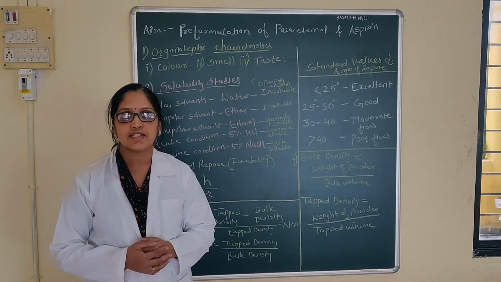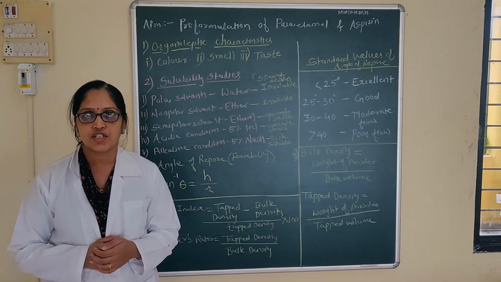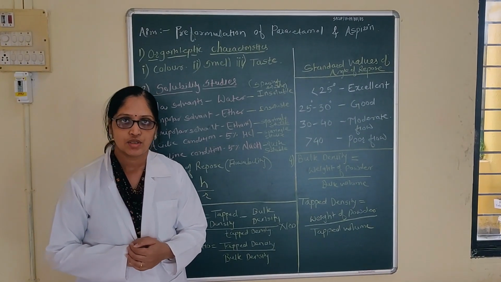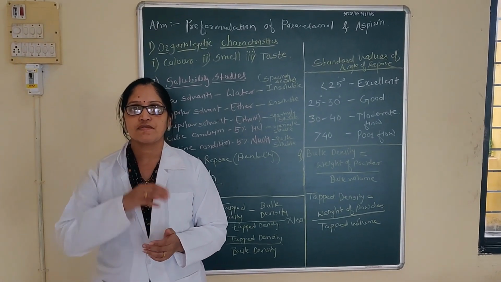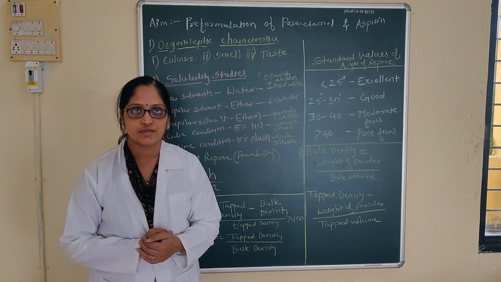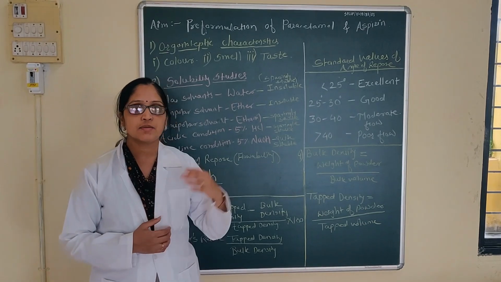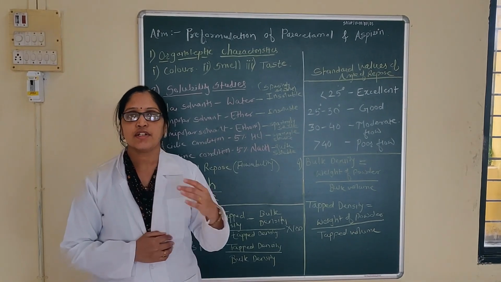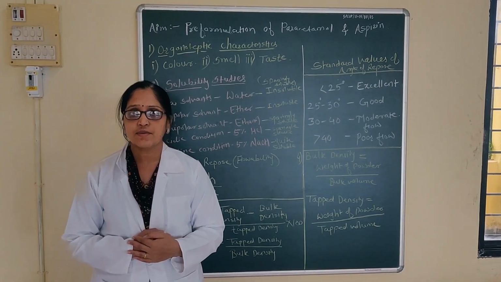Before going to the formulation, it is very necessary to study the pre-formulation studies of active pharmaceutical ingredients as well as the excipients, because then our final dosage form will be of good quality. Otherwise, if any impurities are present in the excipients or pure drug, they may enter into the final dosage form and the quality of the final dosage form may be hampered. So it is very necessary to study pre-formulation of the pure drug as well as the excipients.